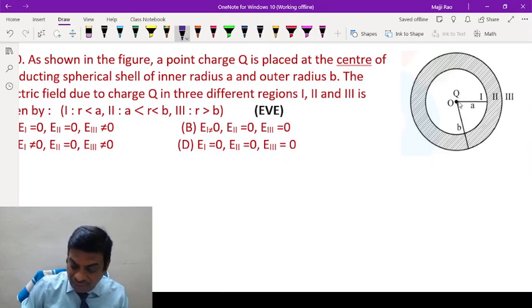Now you know anywhere, because of this charge, there will be electric field everywhere. So lines of force will be there. However, there will be no lines of force within it.